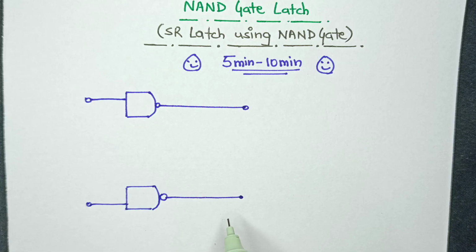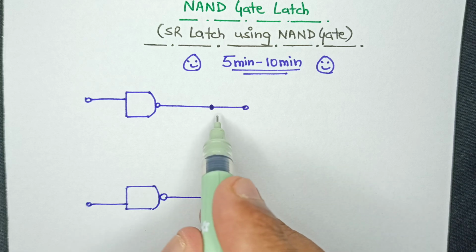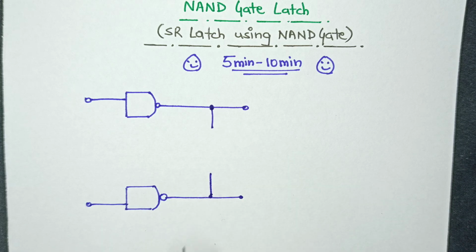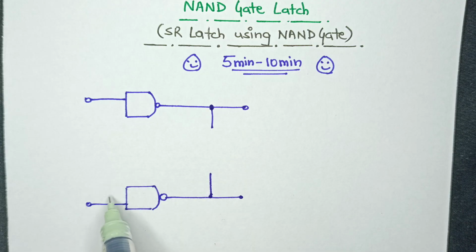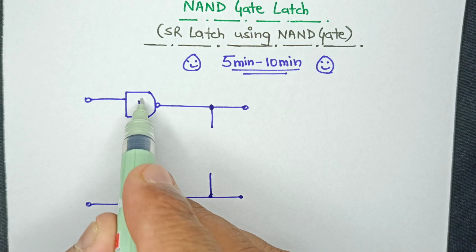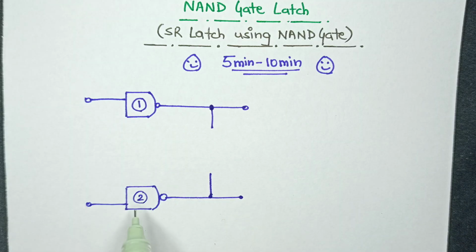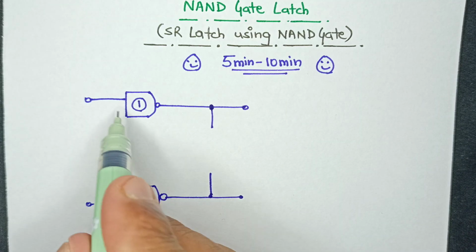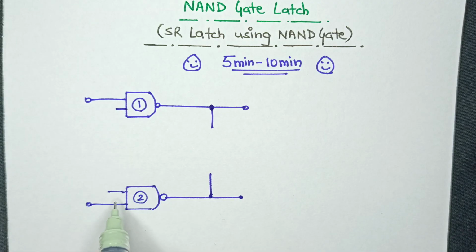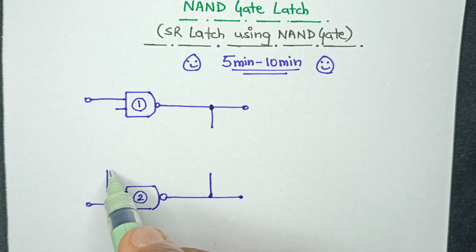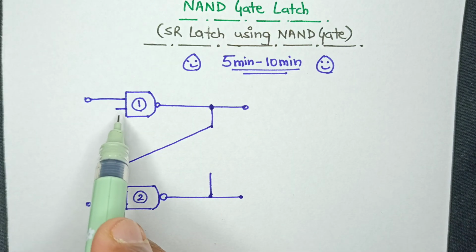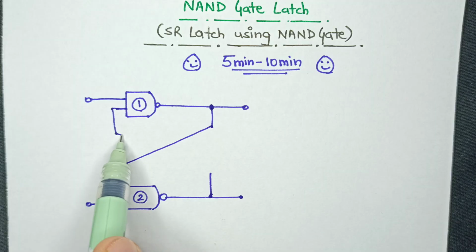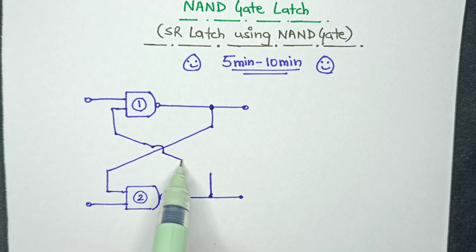From both these outputs, we take one output like this, and then we feed this output into the input of the second gate. So let us say this is NAND gate number 1 and this is NAND gate number 2. As far as the second input of these NAND gates is concerned, this will go and connect onto this one, and as far as this NAND gate is concerned, this will take its input, let me jump the wire, like this.